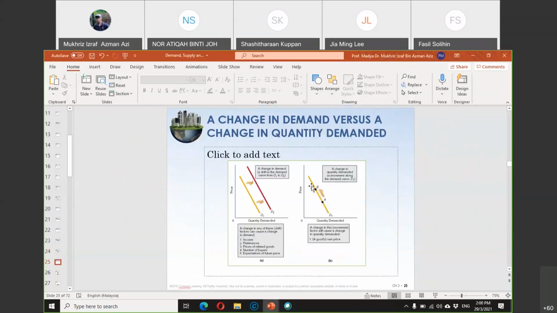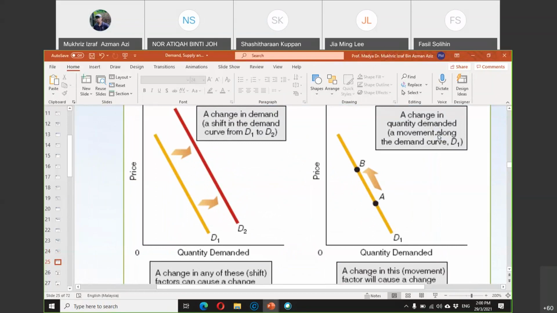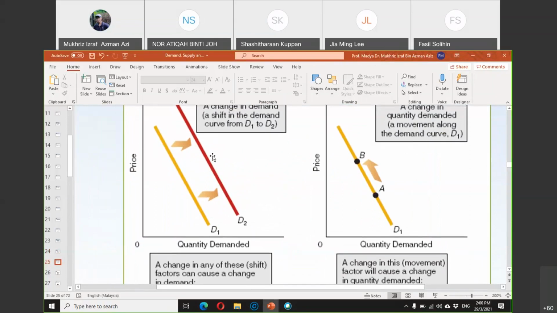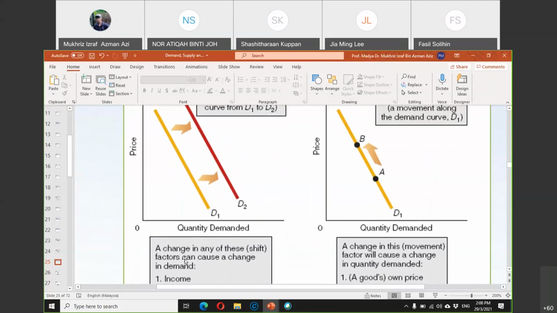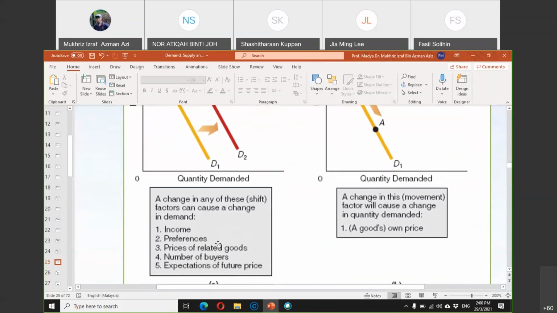So this is the difference between change in demand and change in quantity demanded. You can see it's clearly shown here. Movement along the curve, we call it change in quantity demanded. Shifting of the curve to the right or to the left, we call it change in demand. Change in demand is caused by the factors that we discussed just now.